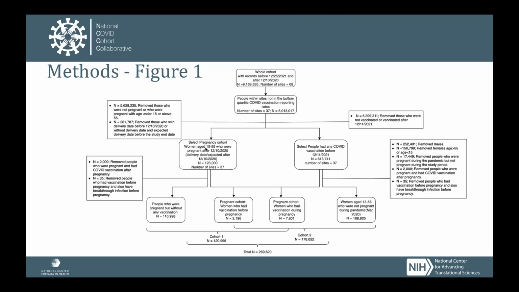And then among the pregnancy cohort, we divide into those three groups: who are pregnant and no vaccination, vaccinated before pregnancy, and vaccinated during pregnancy. Among people who are vaccinated, we have those three groups of people, and people who are vaccinated before or during pregnancy are the same between cohort 1 and cohort 2.